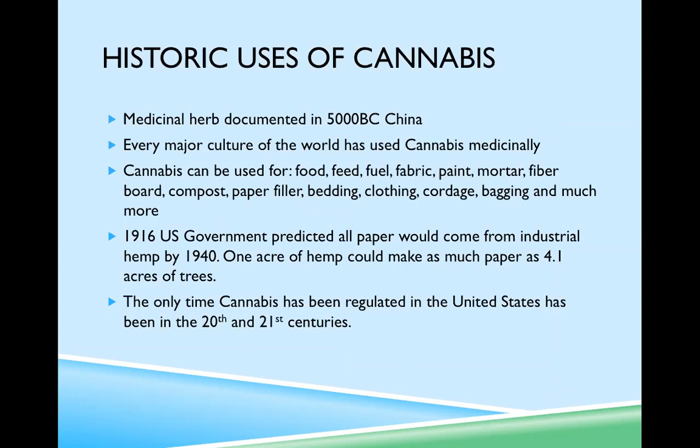As a matter of fact, in the United States, the original Declaration of Independence was printed on paper made from hemp. In 1916, the United States government predicted all paper would come from industrial hemp by the year 1940. 1 acre of hemp could make as much paper as 4.1 acres of trees. The only time cannabis has ever been regulated in the United States has been in the 20th and 21st centuries.